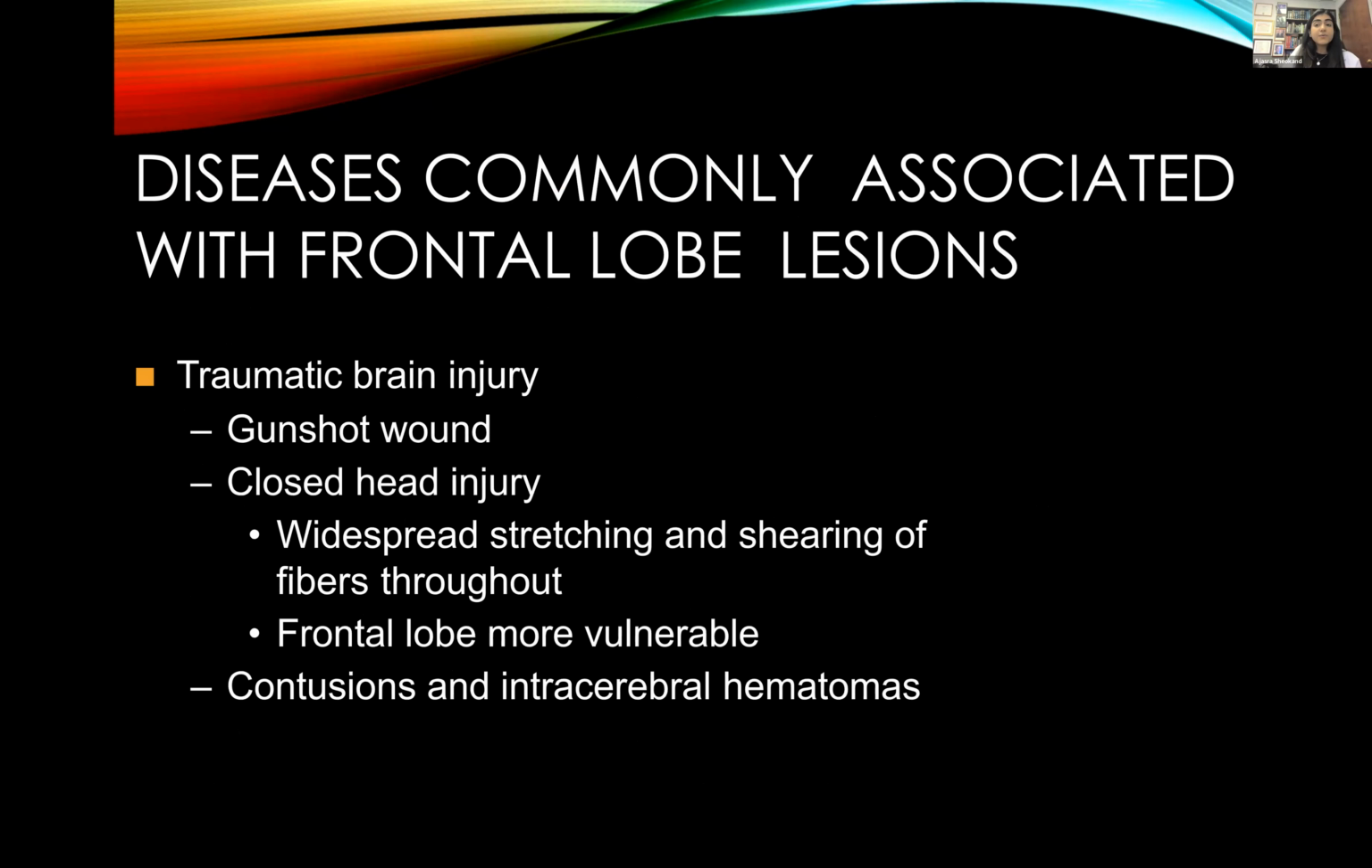Okay, so now coming to the things that can actually cause the frontal lobe to malfunction or not function properly. We'll start with the first thing, which is traumatic brain injury. Anything from a gunshot wound or a closed head injury to contusions or hematomas can lead to impairment of the functioning of the frontal lobe. Frontal lobe is especially more vulnerable because of the widespread stretching during a closed head injury, because the brain is in a confined space in the skull. It can lead to shearing of the fibers throughout the frontal lobe.